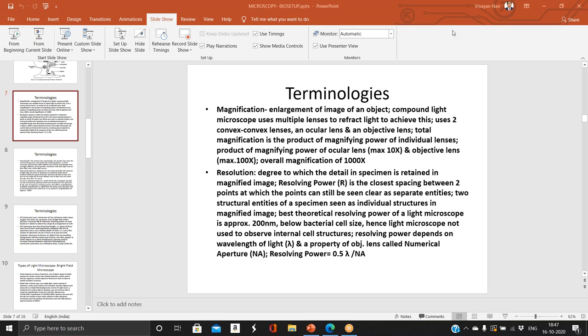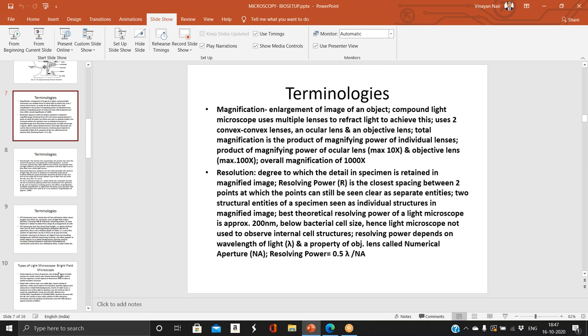Now, I have asked you the question, what is the minimum magnification power of a light microscope? Read the next sentence. Yeah, enlarged size of specimen. That is nothing but magnification, Priyama Kumari, yes. Just read the next sentence. Total magnification is the product of magnifying power of individual lenses, that is the product of magnifying power of ocular lens, maximum 10x, and objective lens, maximum 100x, that is overall magnification of 1000x. Which means, what was my question?